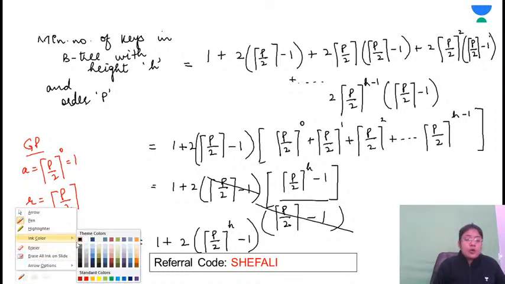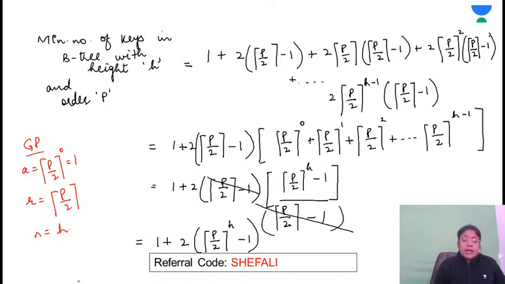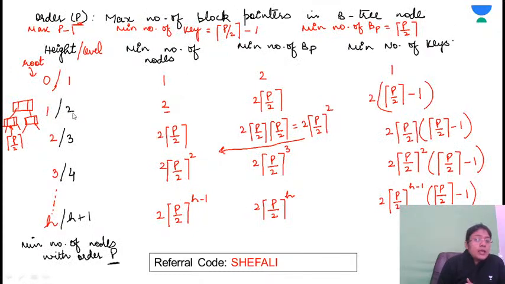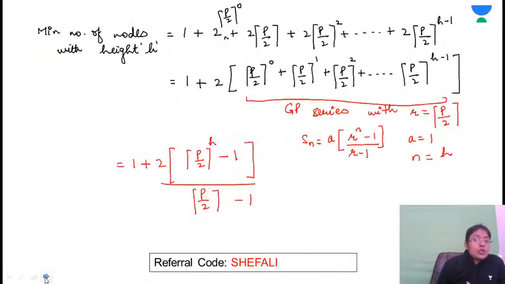If you have to find out the minimum number of keys with level L, same thing, minimum number of keys with level L. What is this level? It's height plus 1. Whatever is the height, plus 1 is the level. If height is 1, level is 2. If height is 2, level is 3. So it is h plus 1 gives you the level.